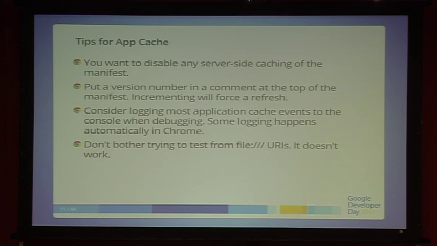When you have application cache events, you could log them to the console. Helps with debugging. And if you're using file URIs, they don't really work for testing. So it's the same thing as with XMLHttpRequest. If you do a request to a file URI, you most likely get a security error. So try to run a local server, either put an Apache server running somewhere or use python -m SimpleHTTPServer to run a really simple server.